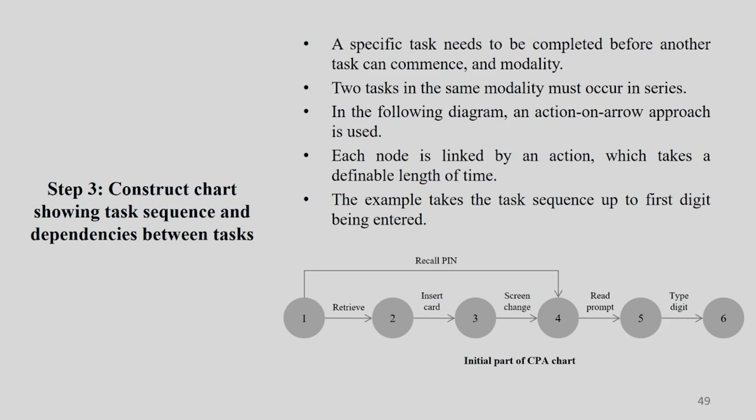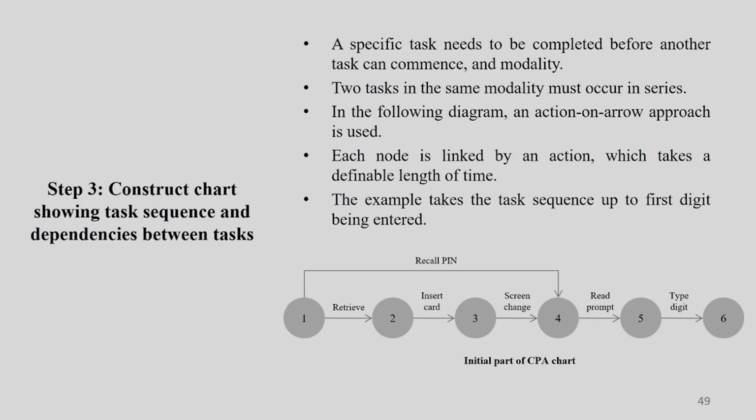Two tasks in the same modality must occur in a series. So if it's manual and right-handed, using your right hand you have to do them one after another. If both come together, the operator will not be able to perform, right? So the tasks in the same modality must occur in a particular series.